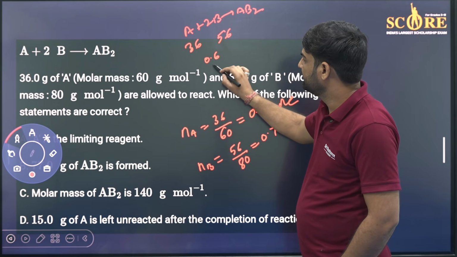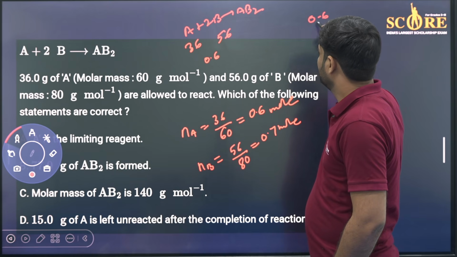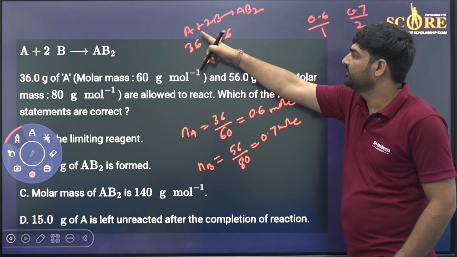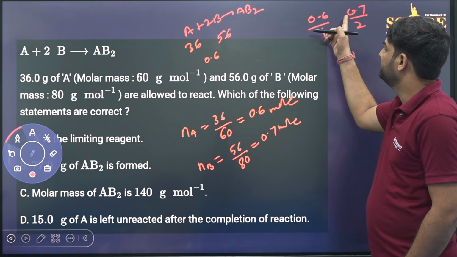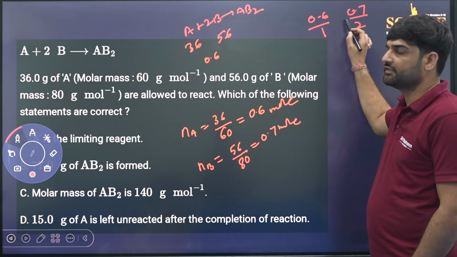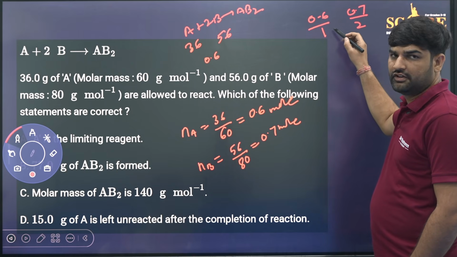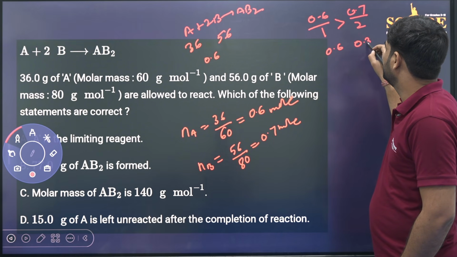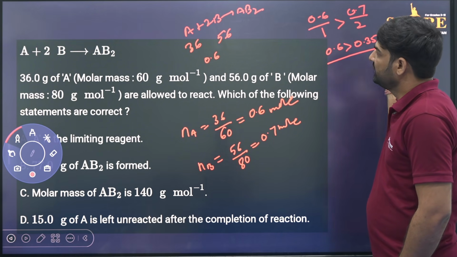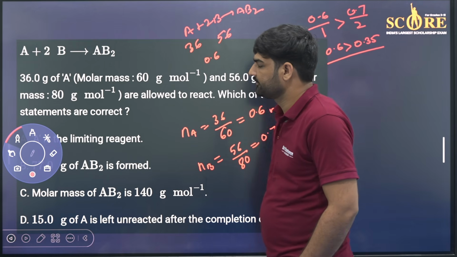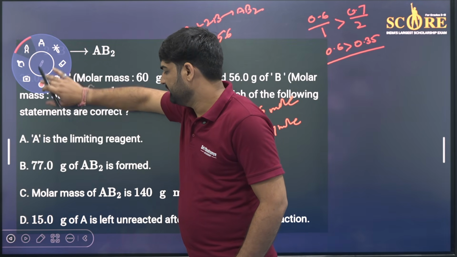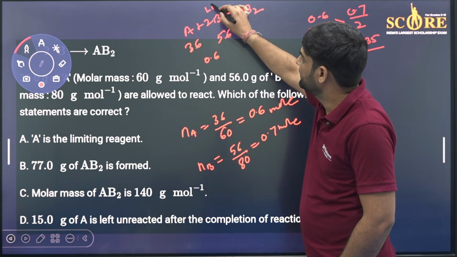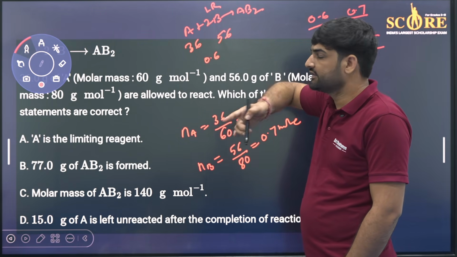Moles divided by stoichiometric coefficient is 1. Moles divided by stoichiometric coefficient: this is for A, this is for B. Which one is minimum? This is minimum. So this will be 0.6, 0.35. So we can say B is the limiting reagent. B is LR, and LR will be consumed first.